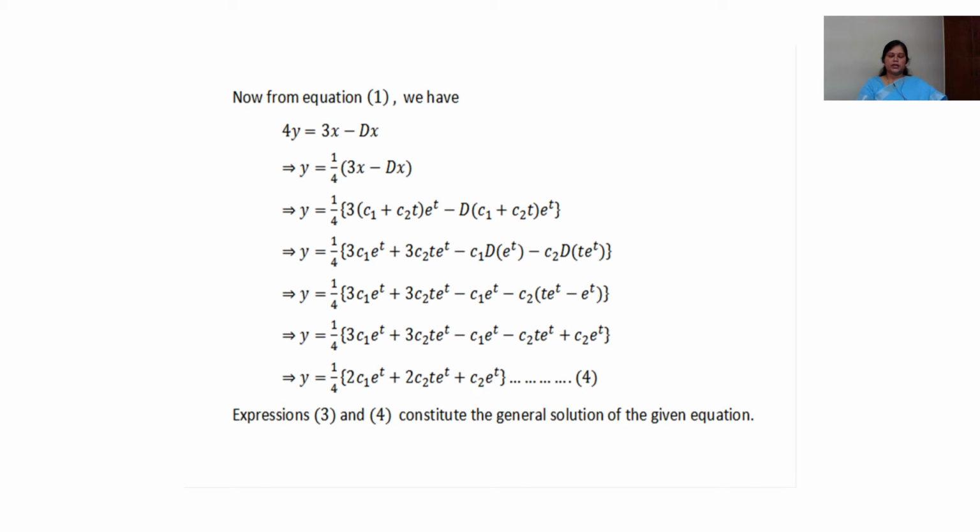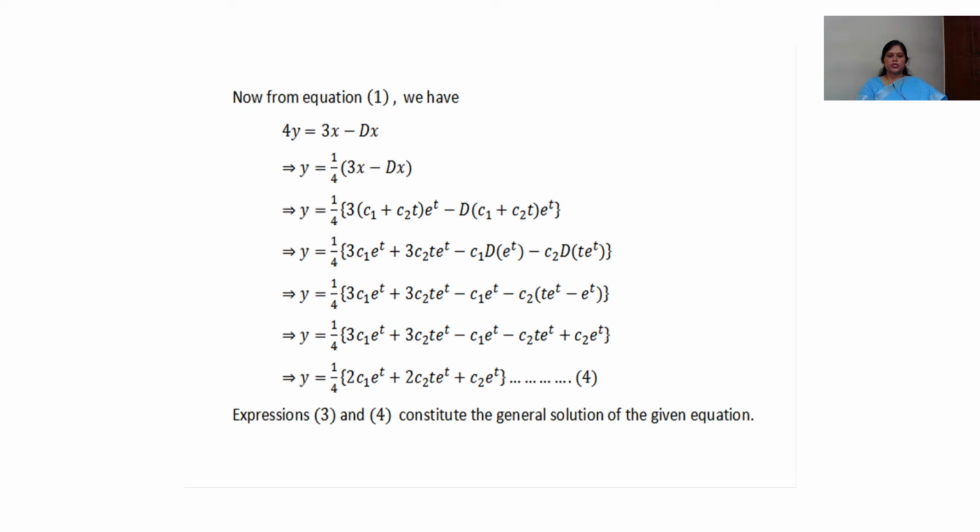So we know capital D means we have to differentiate with respect to t, that term. So that's why we are multiplying inside and making it a separate term. So y is equal to 1 by 4 [3c1 e to the power t plus c3 c2 t into e to the power t minus c1 into d of e to the power t]. That means we have to differentiate with respect to t. Minus the next term becomes minus c2 d of t into e to the power t.